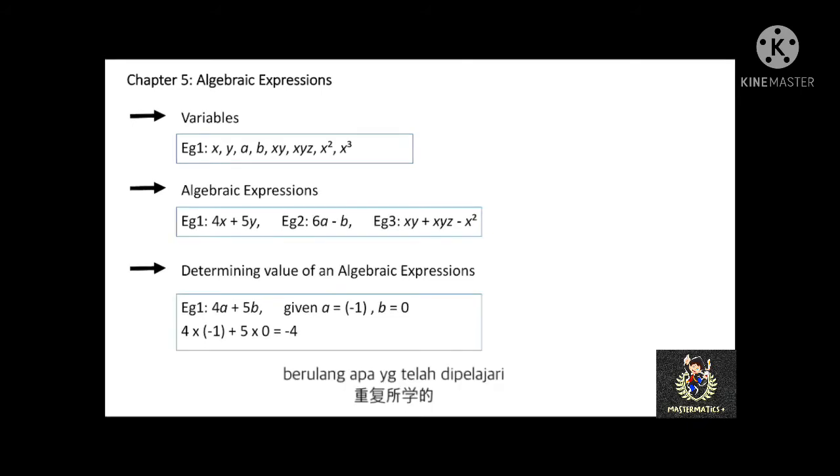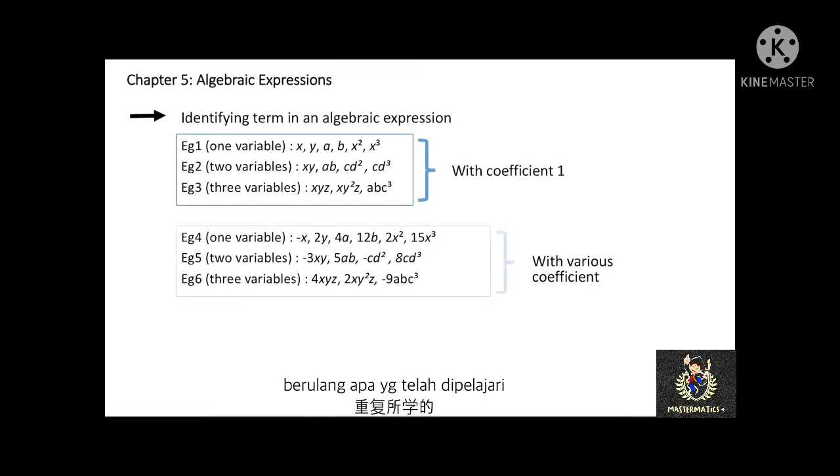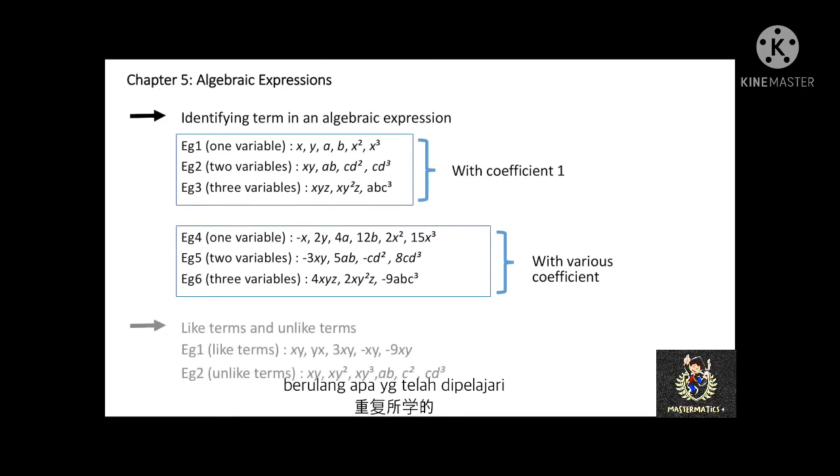Then, determining the value of an algebraic expression, for example, 4a plus 5b, and given a equal to negative 1 and b equal to 0, we substitute the values of a equal to negative 1 and b equal to 0 into the algebraic expression. This will result in a value of negative 4. We also learn how to identify terms in an algebraic expression. Example 1 with one variable such as x, y, a, b, x squared or x cubed. Example 2 with two variables such as xy, ab, cd squared or cd cubed.